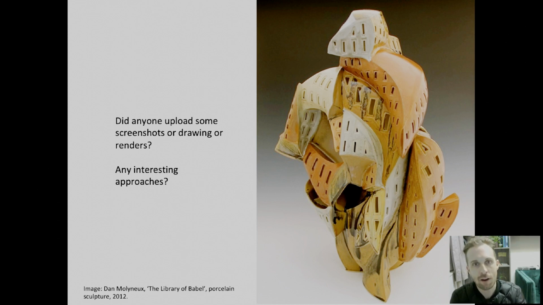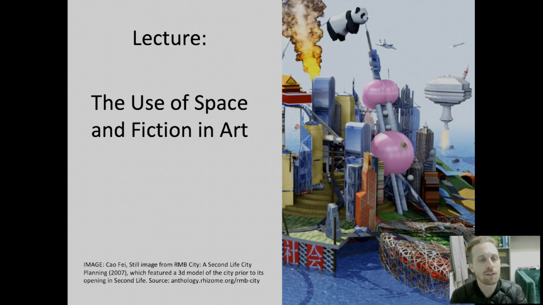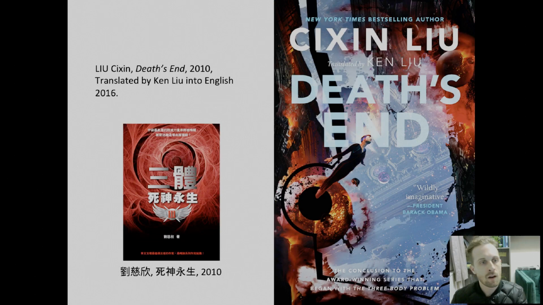Okay, moving right along to the lecture. So this week, the topic of the lecture is the use of space and fiction in art. The text that we're talking about this week is an excerpt from Cixin Liu's Death's End, which is part of the Three-Body or Santi trilogy. The excerpt that I've chosen describes astronauts encountering a pocket of four-dimensional space.